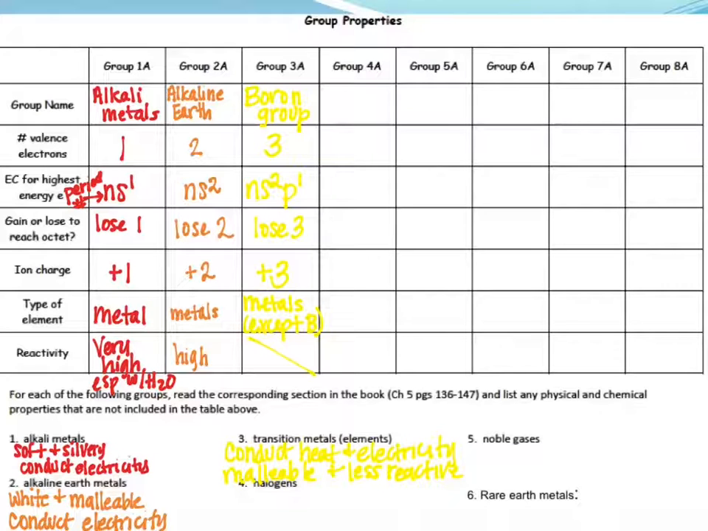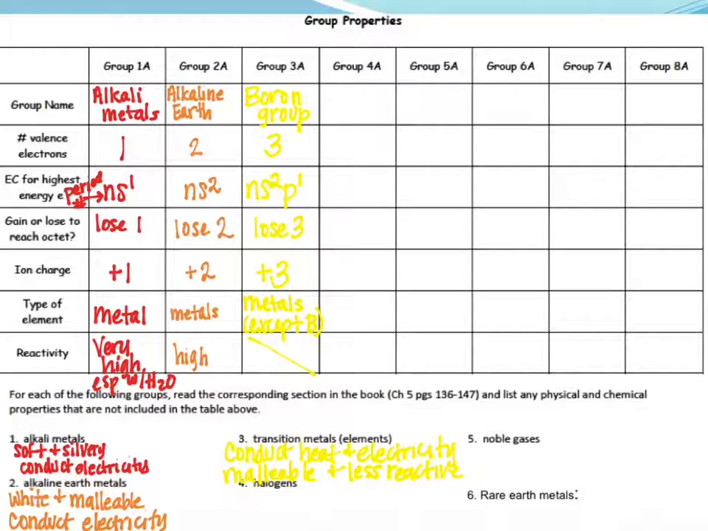Any questions on the boron group? Yes. Robert said something like highest energy electron. It's NS2P1 because it goes to the 2 S's and the 1 P. Yep.